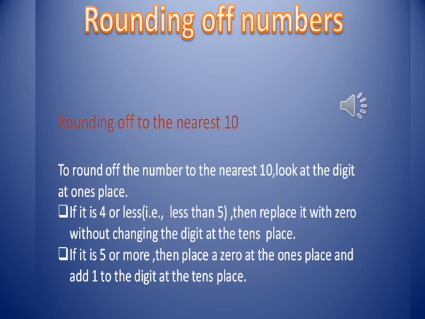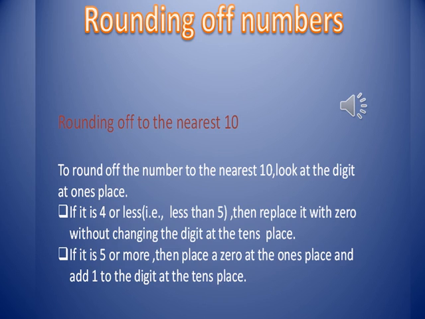So now first, rounding off to the nearest tens. To round off the number to the nearest tens, we have to look at the digit at the ones place. So there arise two conditions. If the number is less than 5, then what we have to do? We have to replace that number in the ones place with 0. And we are not going to change the digit at the tens place.